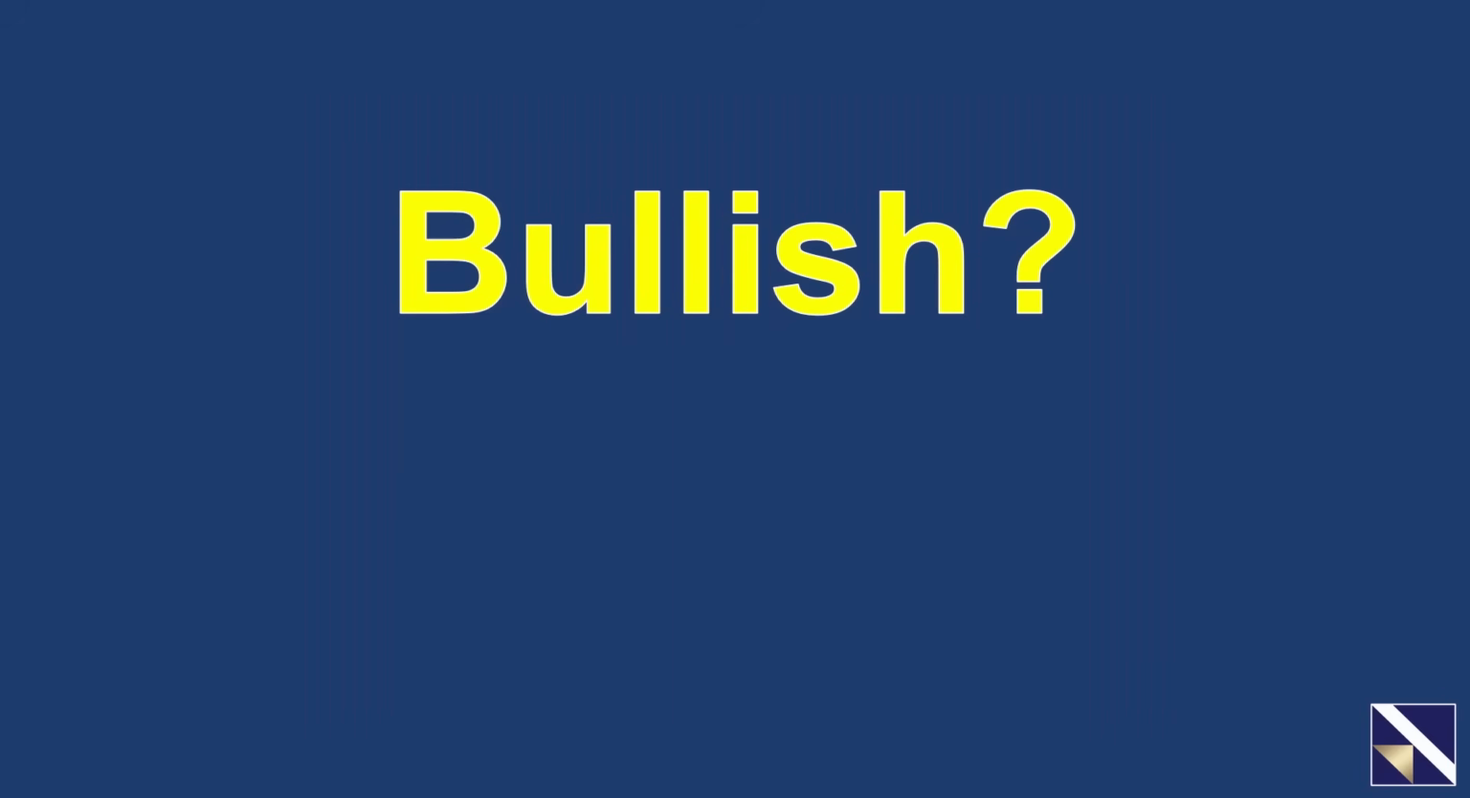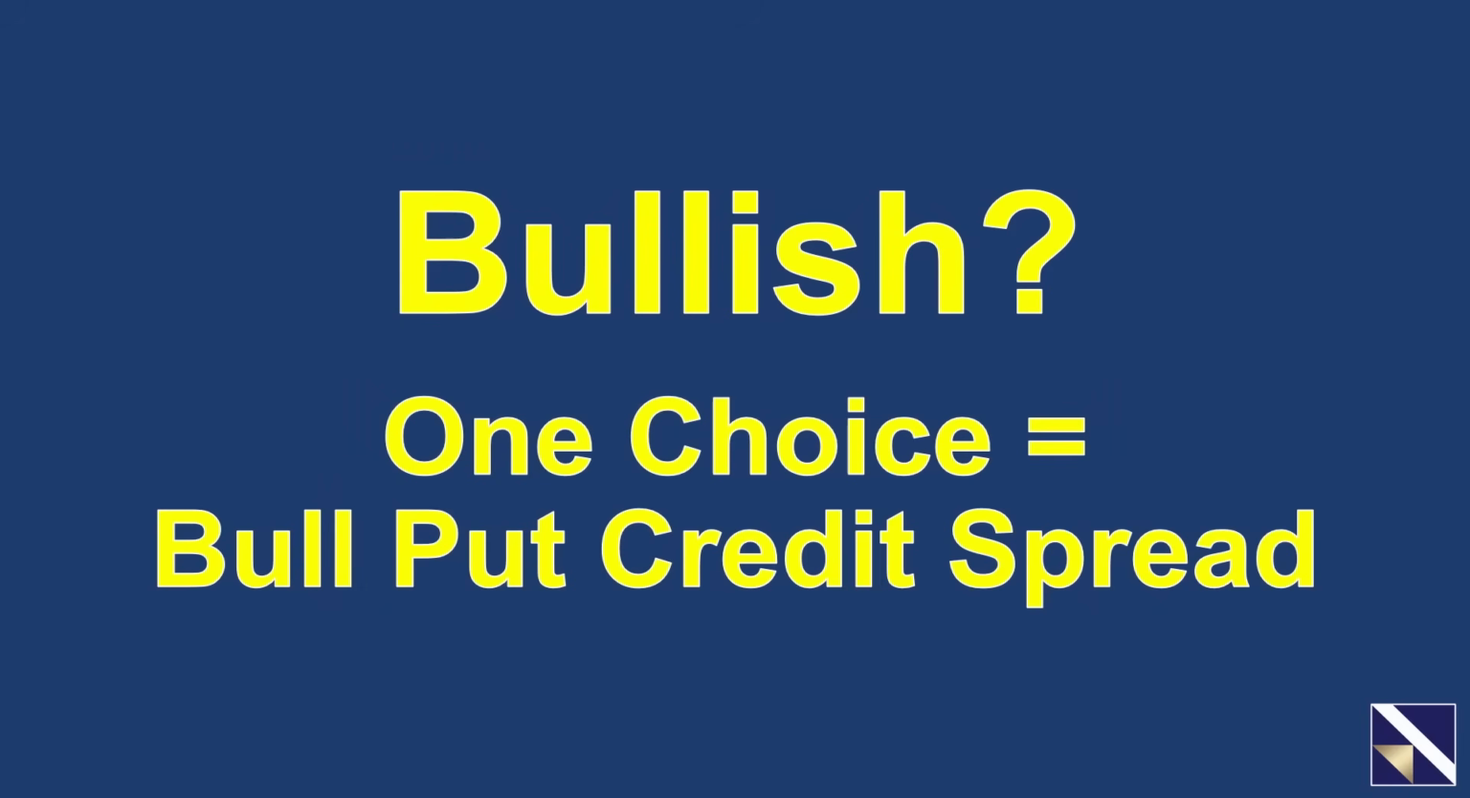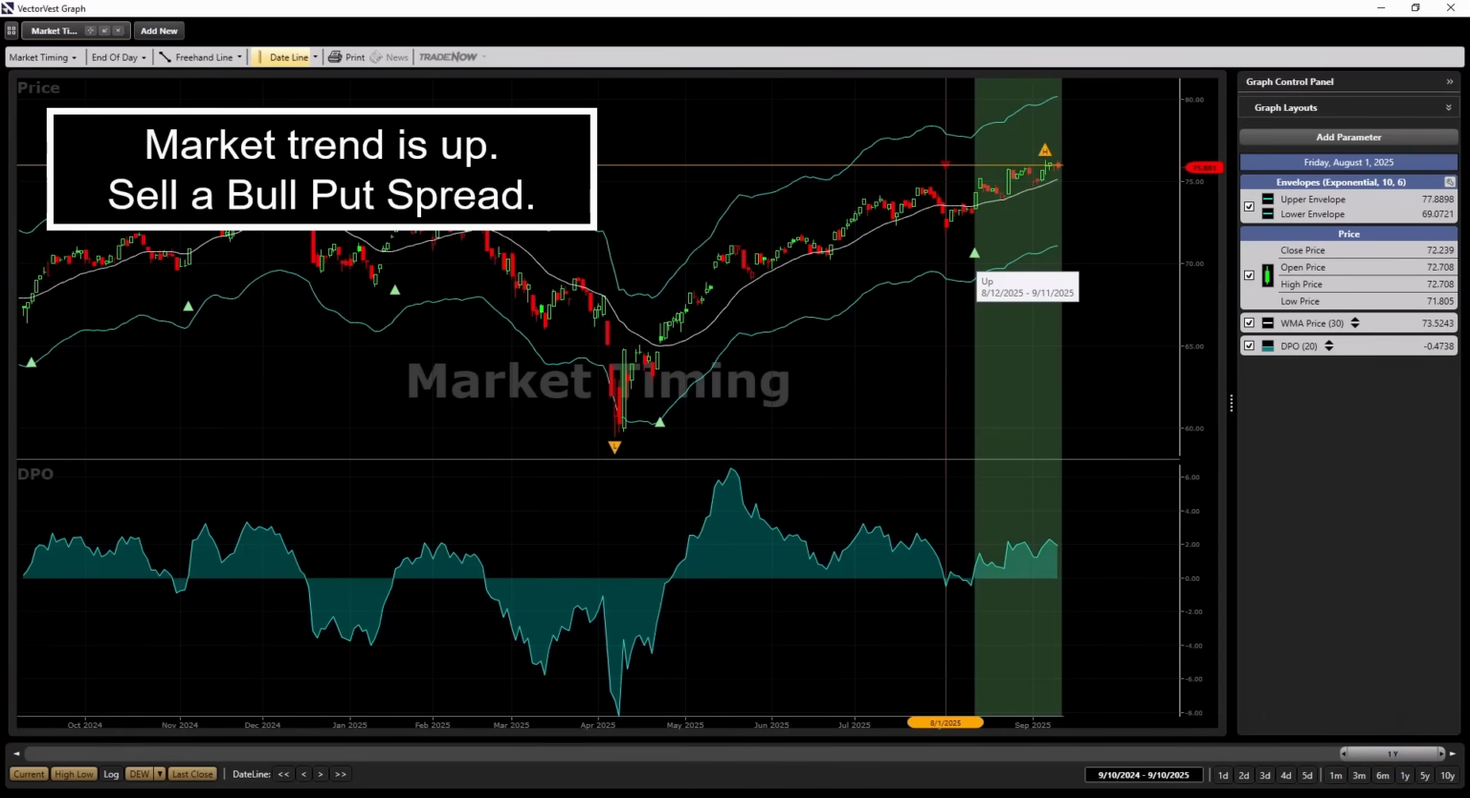So let's take a look. What if you are bullish? Well, you've got one choice, right? That bull put credit spread. And again, don't freak out here. Bull means you're bullish. Puts mean we use puts. And credit means you receive a credit when you place the trade. In other words, money is actually coming into your account at the beginning of the trade. Spread simply means we're using two different strike prices. So let's look at an example here.